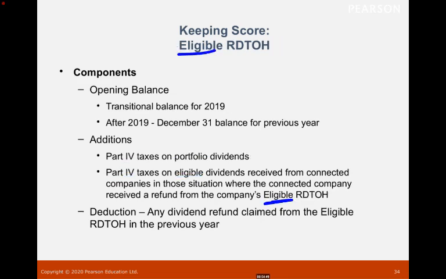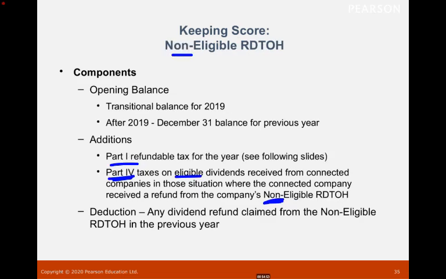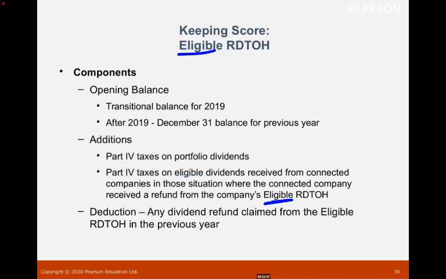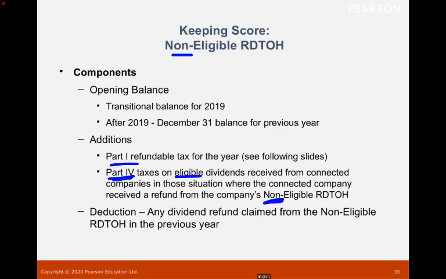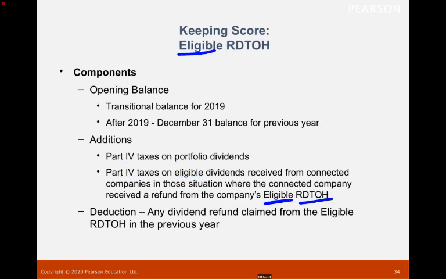So these two both include Part 4 taxes related to connected companies, but this is for the non-eligible, and this is for the eligible, because we have pots for each of those now. That's the key difference there. And this non-eligible is where all your Part 1 stuff goes. And this eligible is where the portfolio dividend Part 4 taxes go.